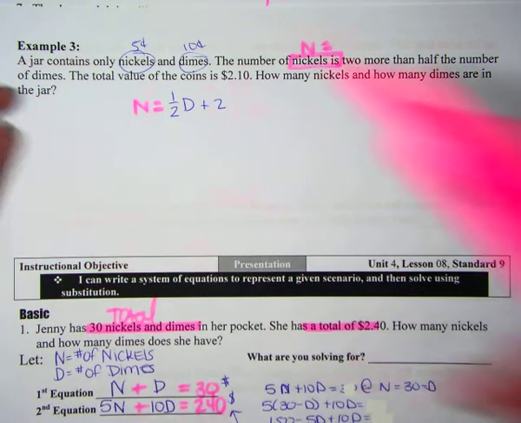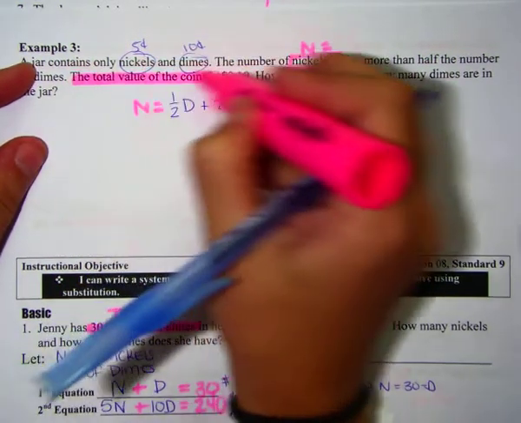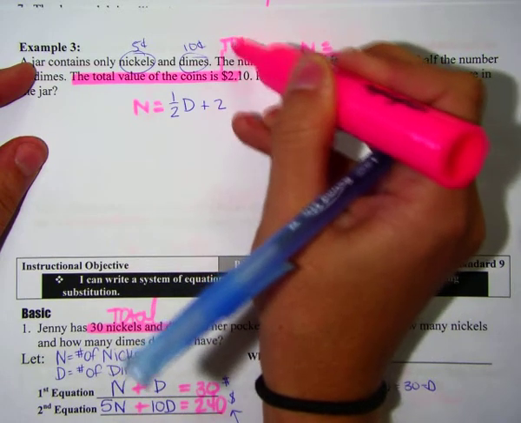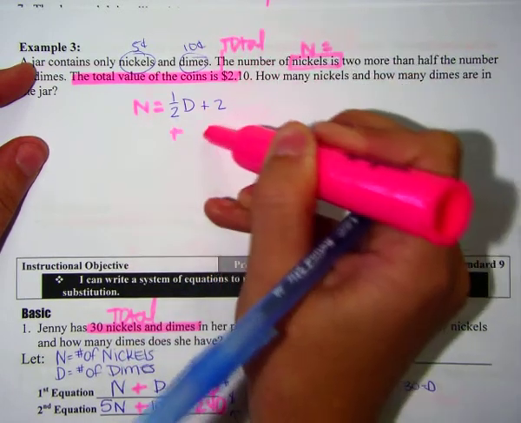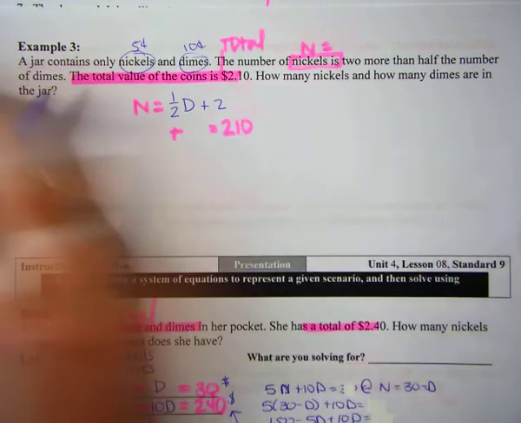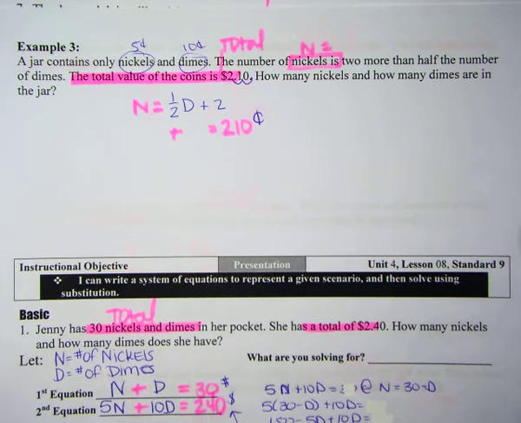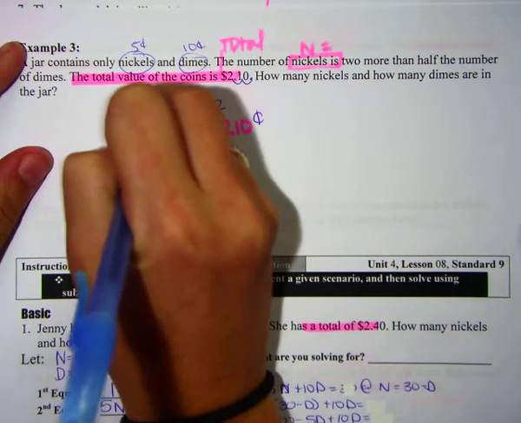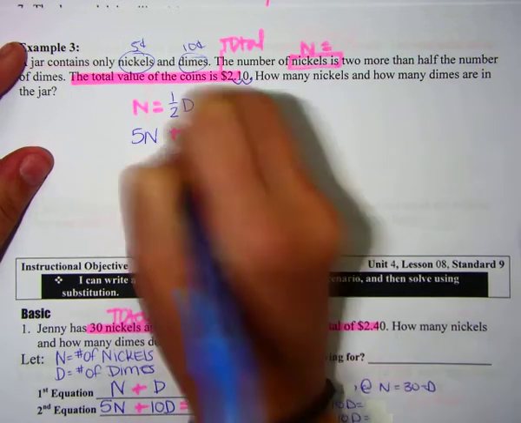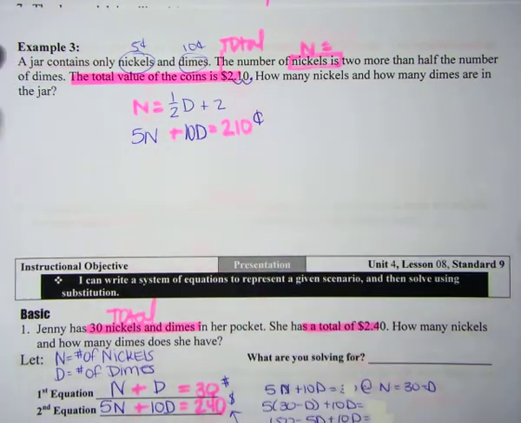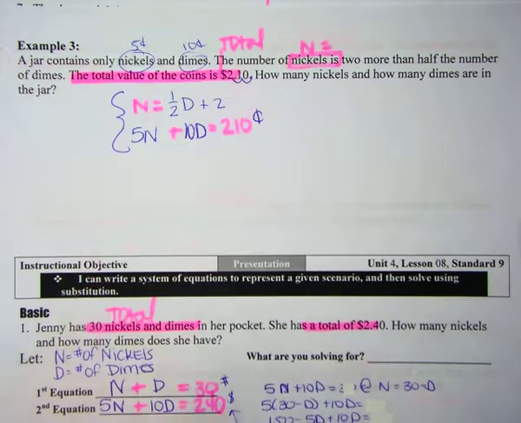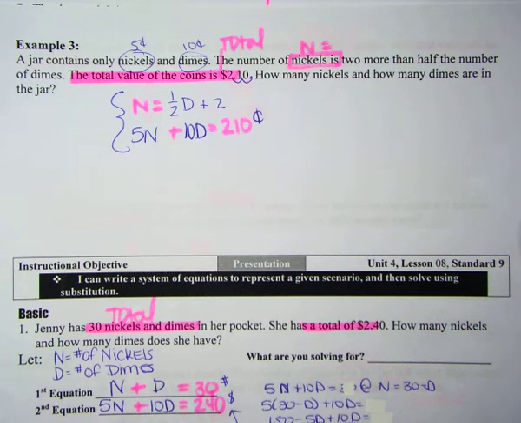The total value of the coins is $2.10. This is a total. So we add two things together, set them equal to 210, and I'm going to write this as cents. So I moved it over 2 decimal spots. And I know that it's 5 cents for every nickel and 10 cents for every dime. 5N plus 10D. How many nickels and how many dimes are in the jar? So here is my system, and I would solve. Make sure that you know how to set up your system before you solve it.